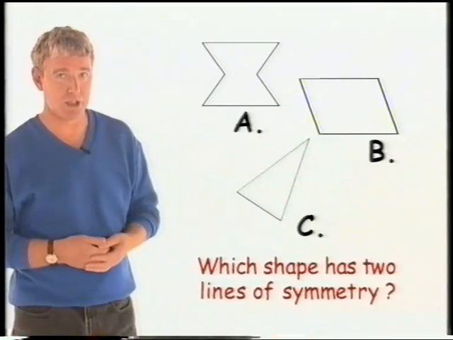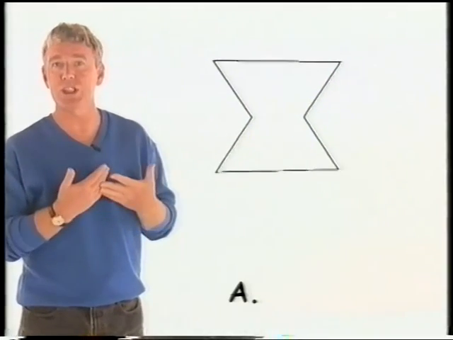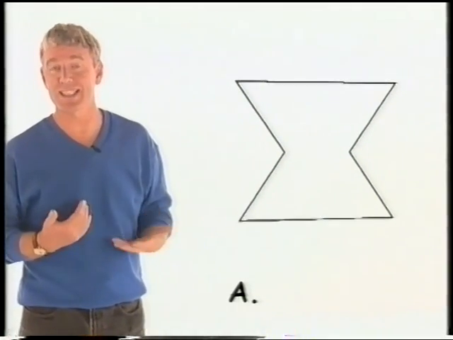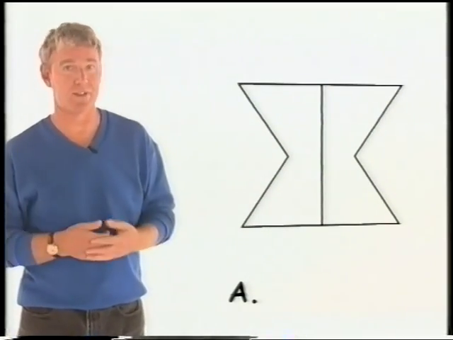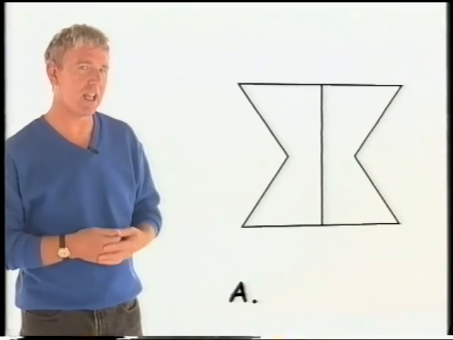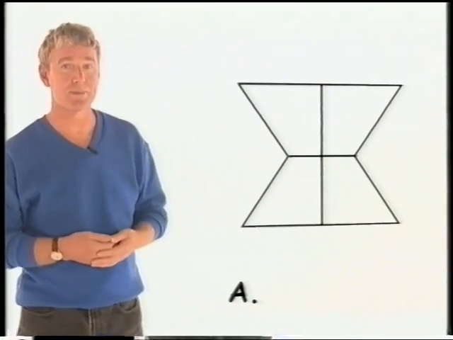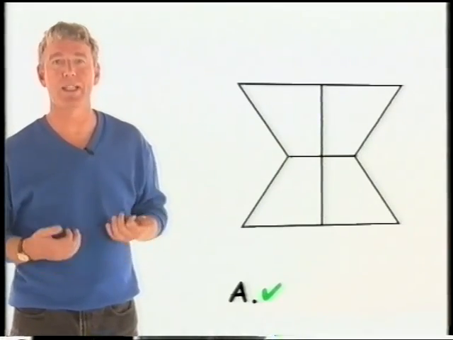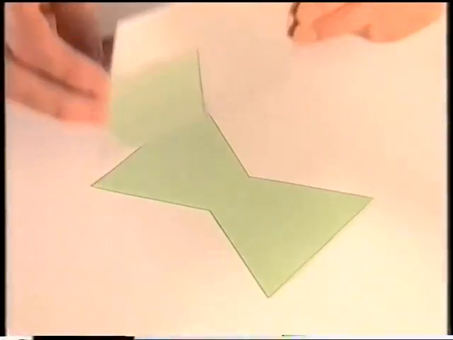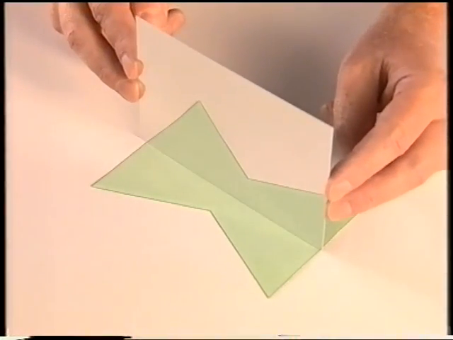Let's have a look at each shape in turn. Shape A first. We're looking for a line of symmetry, and that's where we can fold a shape in half so that the 2 halves exactly fit over each other. Like that. So there's one line of symmetry. But does this shape have another line of symmetry anywhere? It does. So shape A has 2 lines of symmetry. Now we can check that with a mirror, like this. Here is our shape, and it has 1 line of symmetry and another line of symmetry.